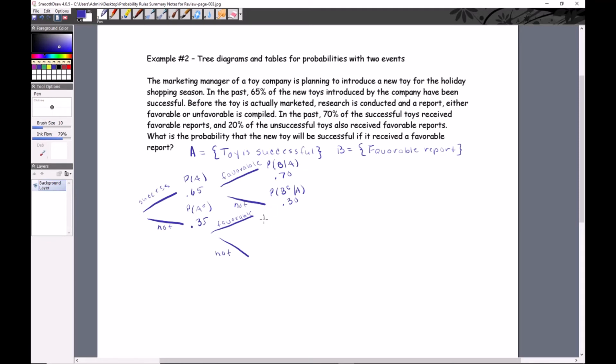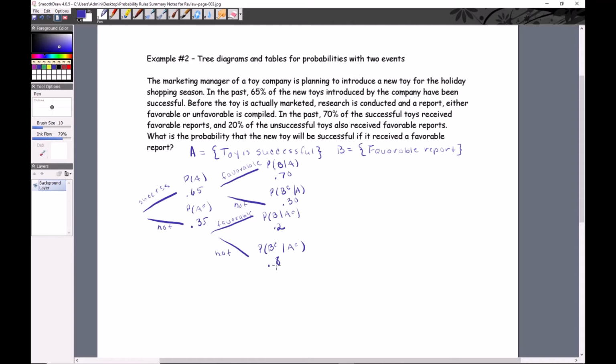All right, this should be the probability of B given A complement, right? Wasn't a success, but it received a favorable report. That should be, let's see, 20% of the unsuccessful toys receive favorable reports, so that's going to be 0.2. And this should be the probability of B complement, getting an unfavorable report given that the toy was unsuccessful, and that'll be 0.8. All right, so that should add up to 1.